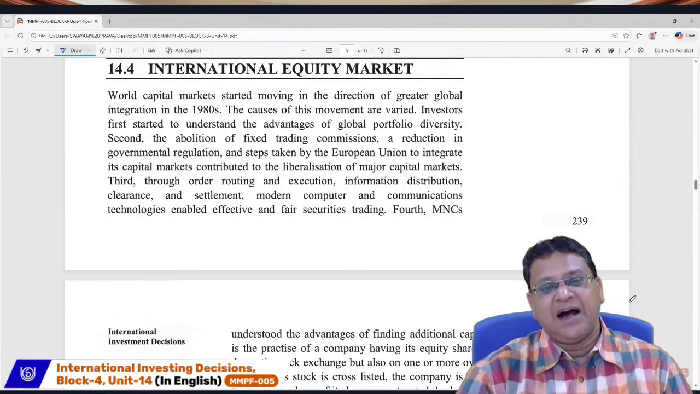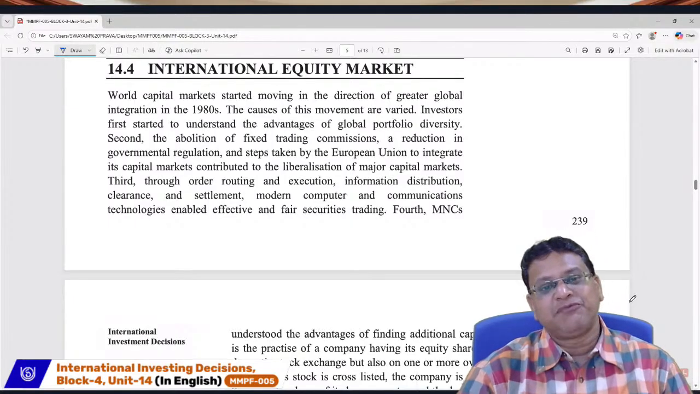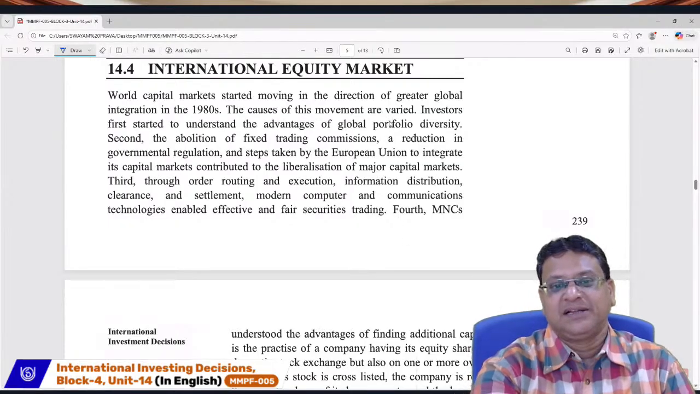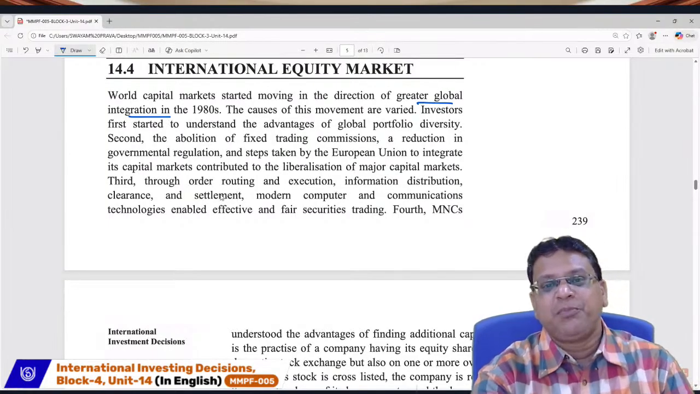Nowadays, companies are raising equity capital not only from their own domestic country but also from international markets. They are raising equity ownership funds from different countries and different markets. That creates the international equity market. So there is global integration of the equity market, and it started due to the following reasons.